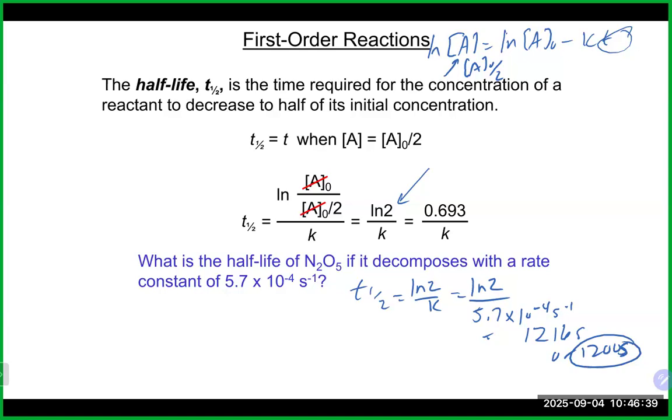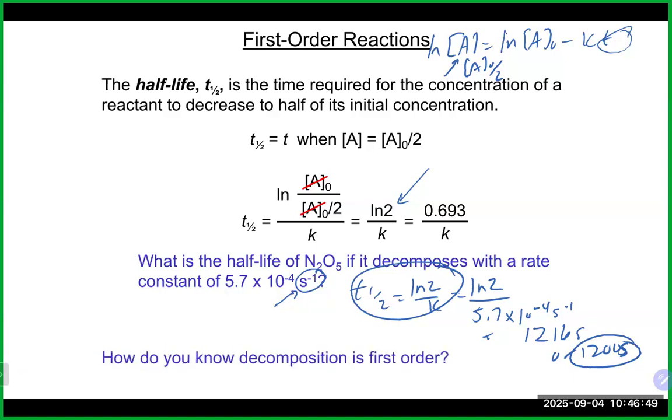We know, by the way, that we should be using our first order half-life because of the units, right? So the units that we see here is the reason why we know it's first order, and we should use that because the rate constant has those proper units for first order. Any questions on that one there?